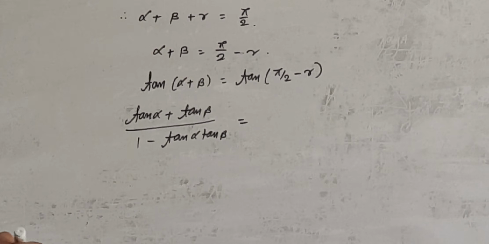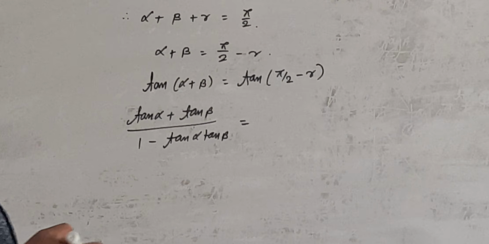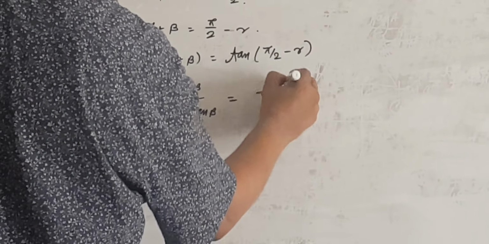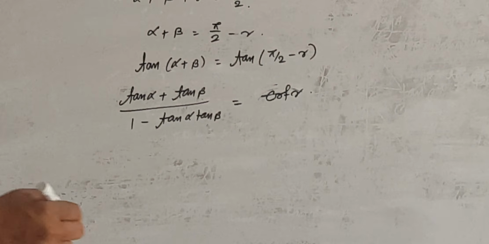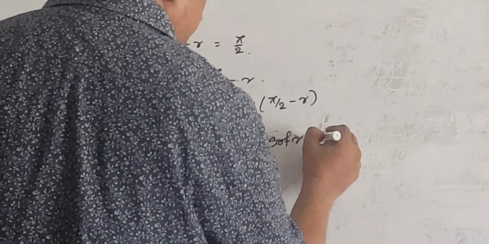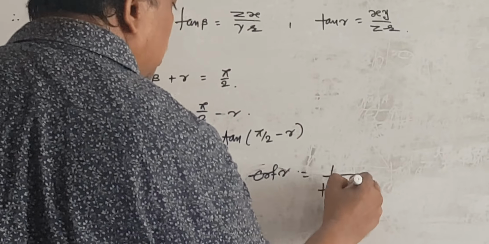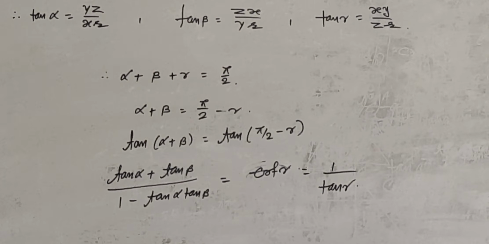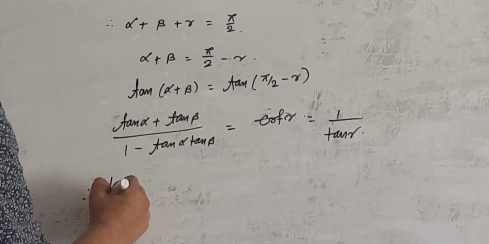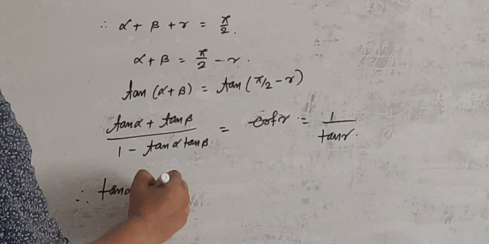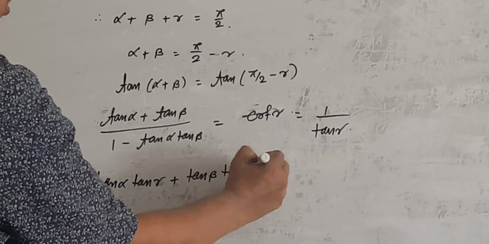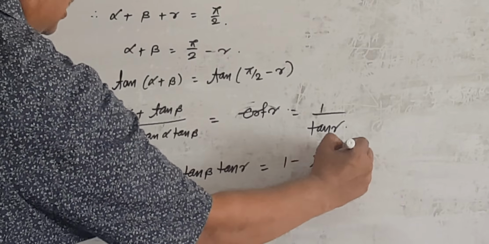tan beta, is equal to what we can see. So pi by 2 minus gamma, it becomes cot gamma, because pi by 2, so the function will change. And that cot gamma we can also express as 1 upon tan gamma. If we multiply, simple cross multiplication, tan gamma to this side, so it is tan alpha tan gamma plus tan beta tan gamma is equal to 1 minus tan alpha tan beta.